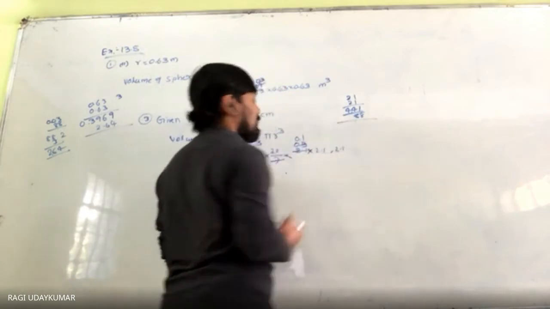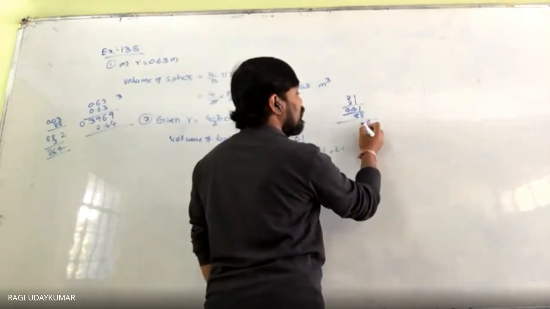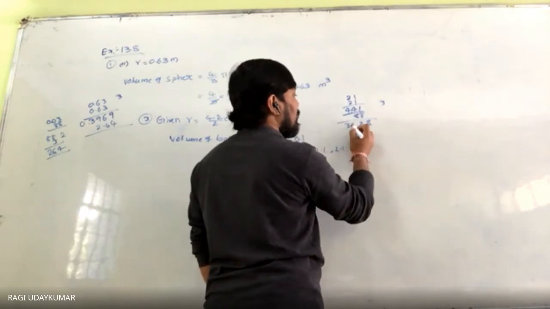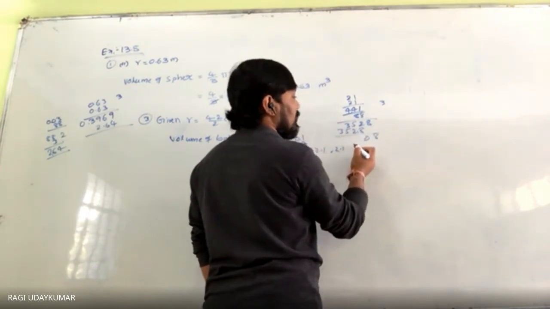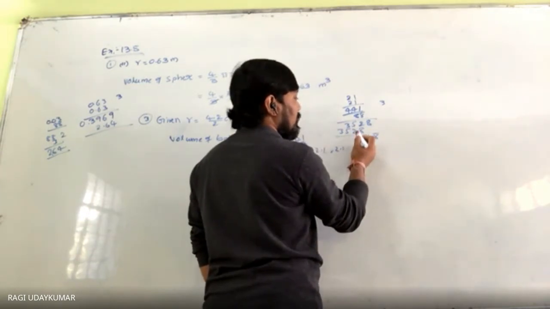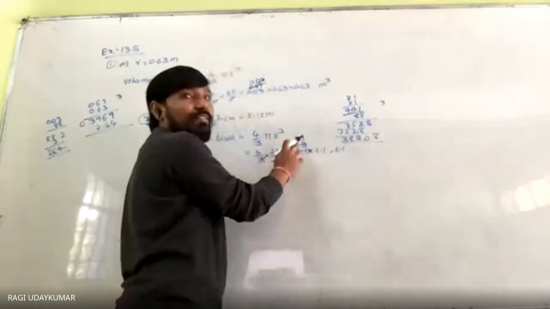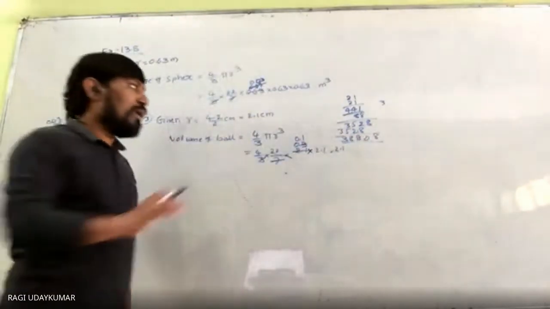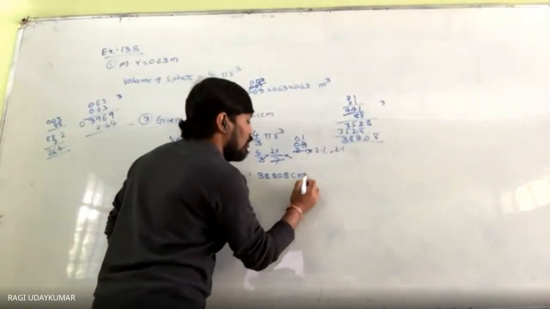88 multiplied to this. 8 fours are 32, 3, 8 fours are 32, 35, the same 3528 will come, 5 6 7 8 8 3. So the decimal point: 2 decimal places, and if you multiply by the 0.1, one more decimal place we are going to get, that is 38.808 centimeter cube.